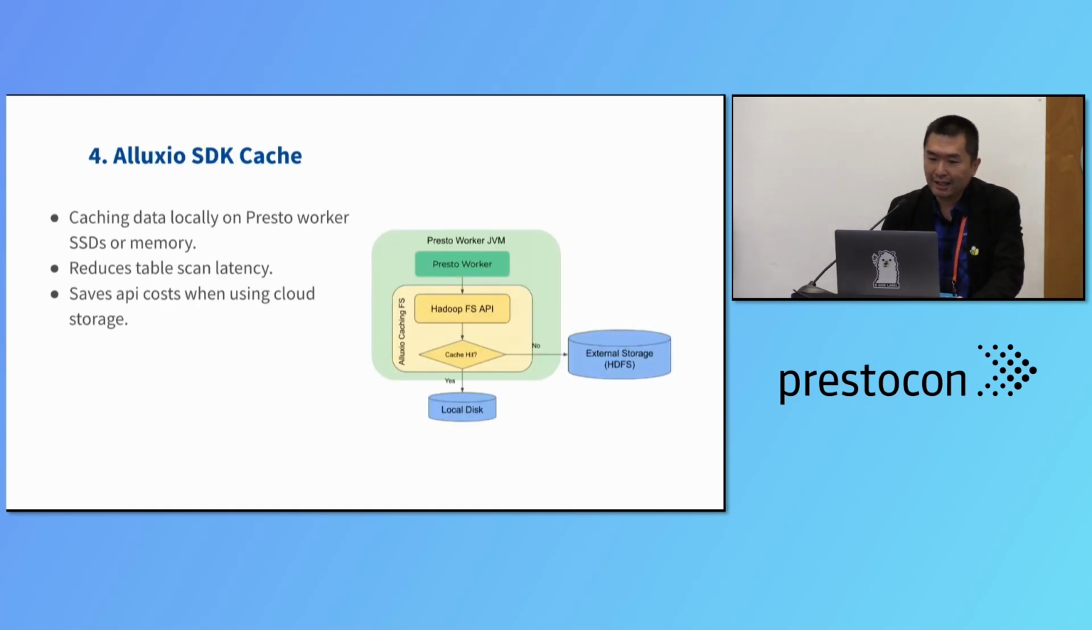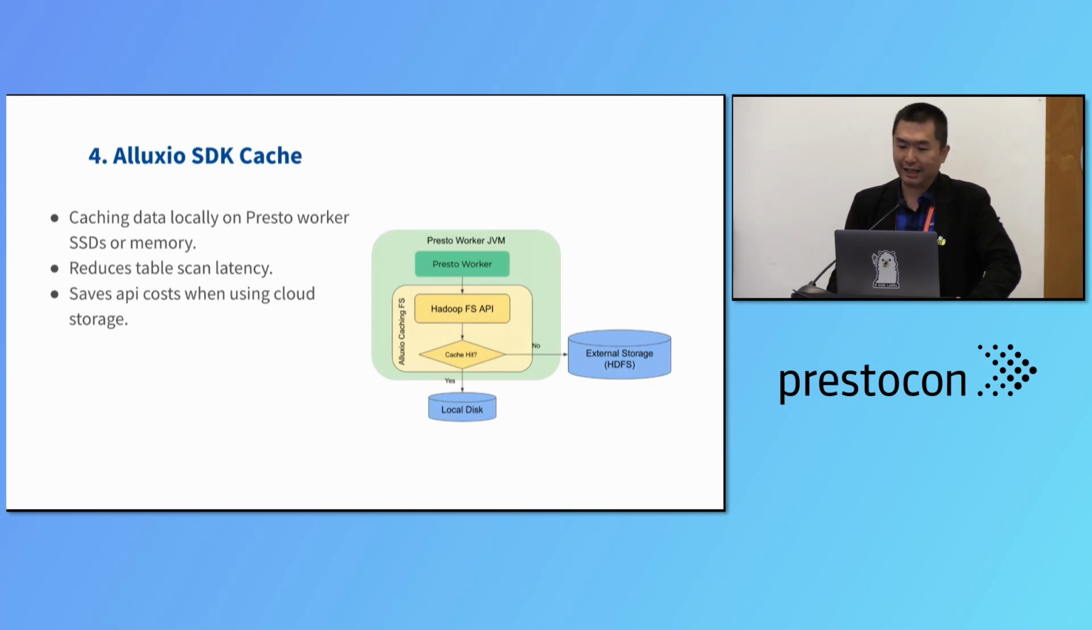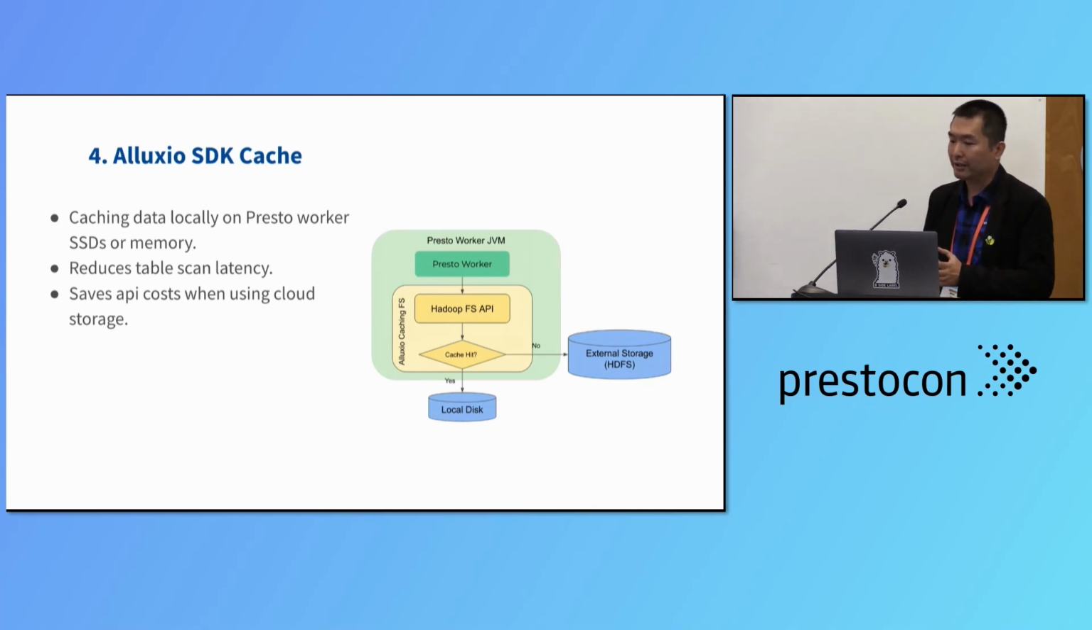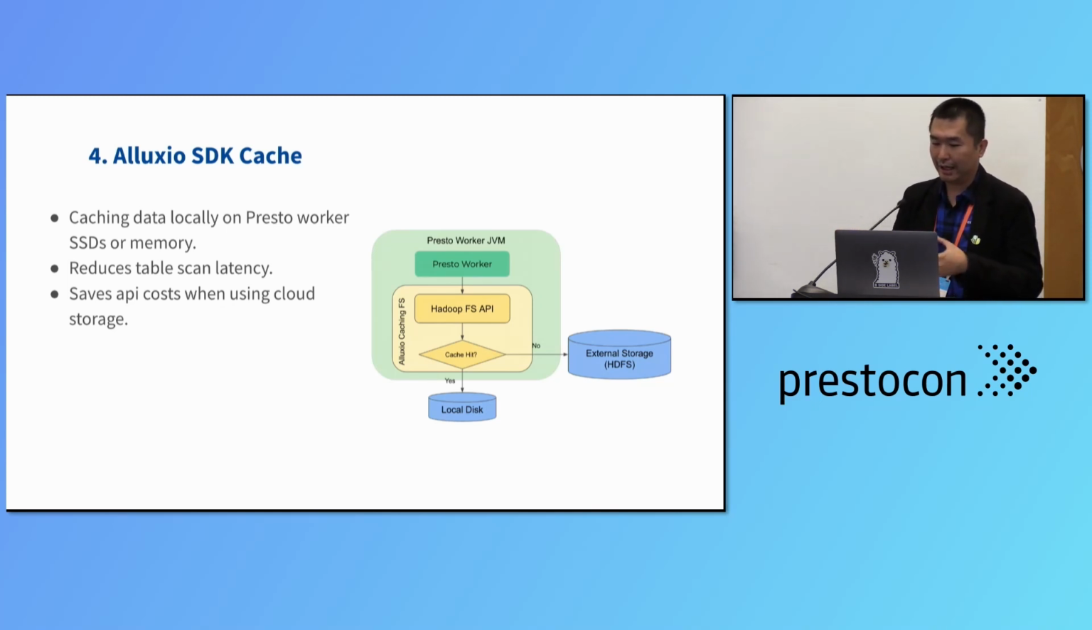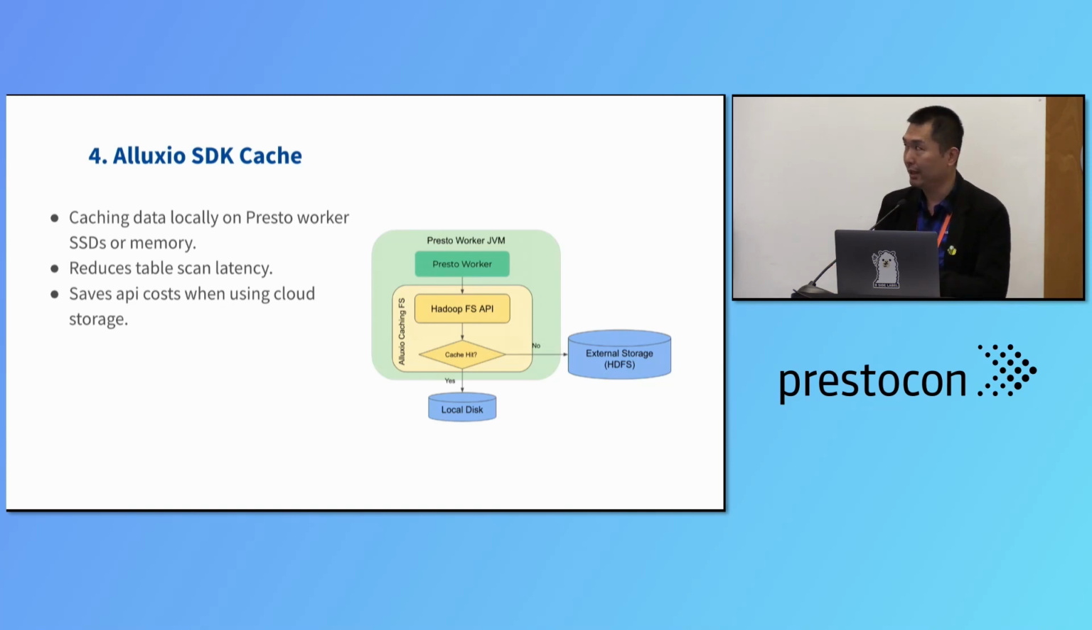Okay, this is the open source project owned by us. It's the Alluxio SDK cache. It runs in the Presto worker, and it can cache the raw data from HDFS or S3, because Presto is what we call compute-storage separation. It's a storage-independent compute engine. So every time you do a table scan, you will load data from remote.